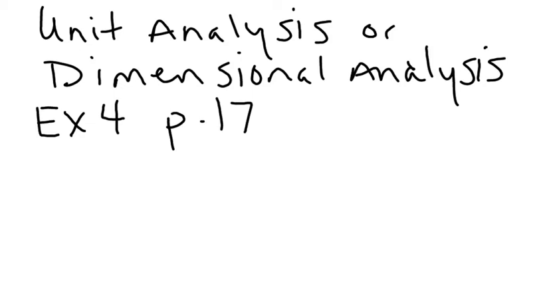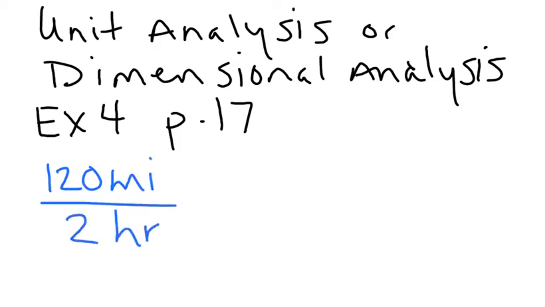Unit analysis, which is also called dimensional analysis, 2 big words for letting the labels lead you through a problem. Let's look at example 4 on page 17. Example 4 says a car travels 120 miles in 2 hours. Then it says find the unit rate in feet per second. So we've got to change miles to feet, hours to seconds, and we've got to find the unit rate.